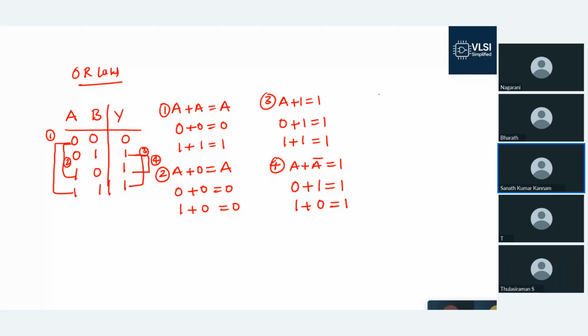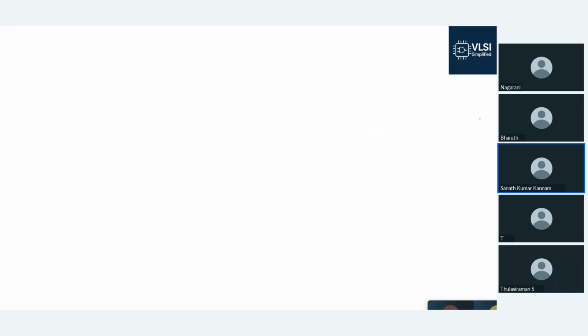And next you have NOT law. So what is NOT law? You know the truth table for NOT gate. If it is 0, it is 1. If it is 1, it is 0. So that means y equal to A bar whole bar equal to what? A. A bar whole bar equal to A.